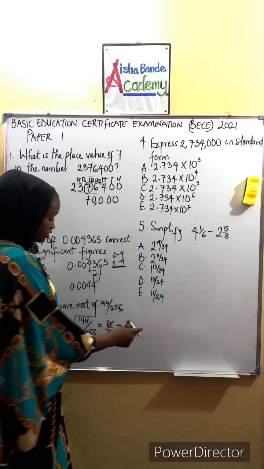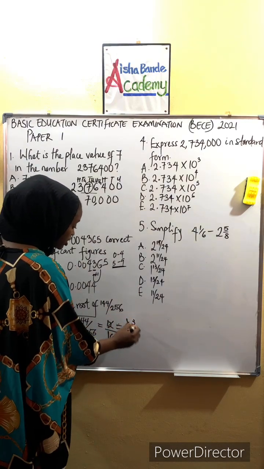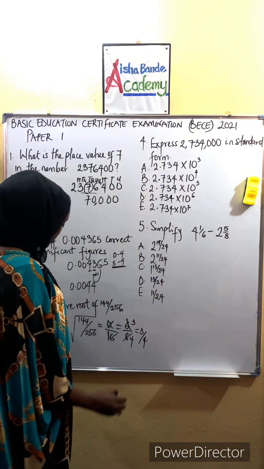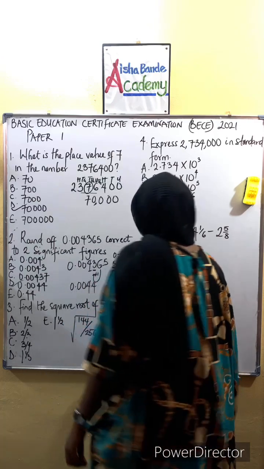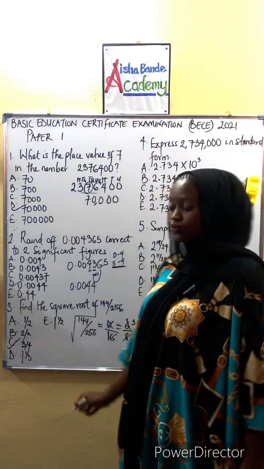We break down further because this is not the lowest term. We have to break down to the lowest term. 2 here gives us 3 and 2 here gives us 4. So at the end of the day, we are left with 3 over 4 as the final answer. So the answer to this is option C, which is 3/4.